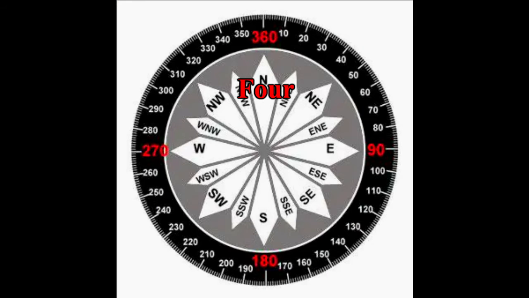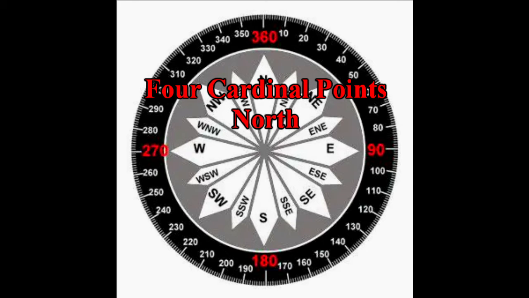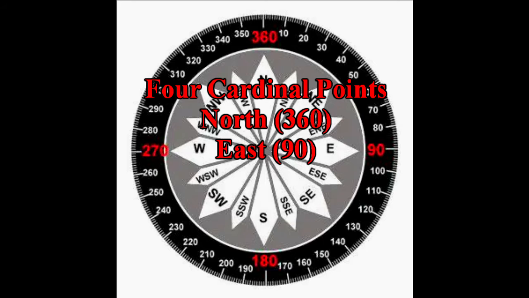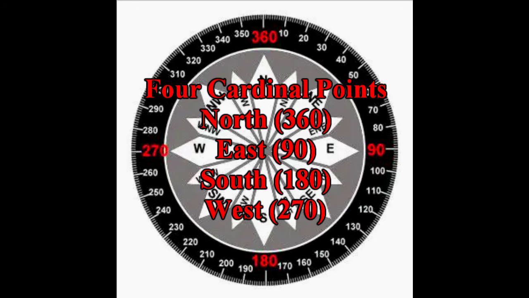So with that, we're going to move to the compass dial. As you can see here, there are different numbers on here. The main four numbers that we want to learn about today are the four cardinal points: north, which is 360, east 90, south 180, west 270. These four major points, as we know, are north, east, south, west.